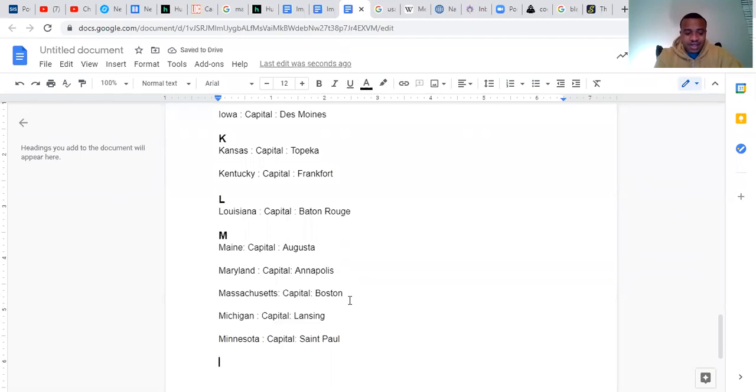Next, one of my favorite states to spell, Mississippi. Mississippi, home of people such as David Banner and many people I sometimes actually know personally. The capital of Mississippi is Jackson.